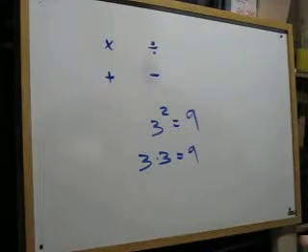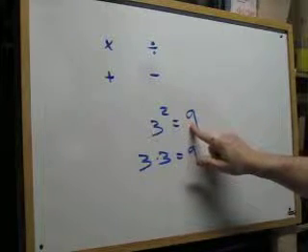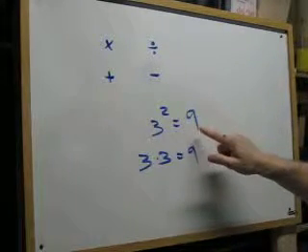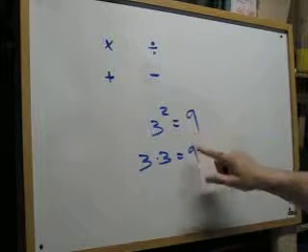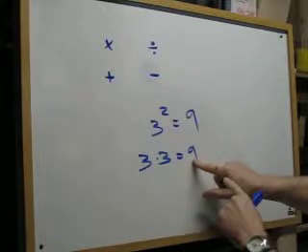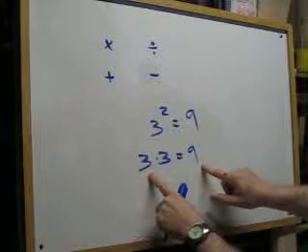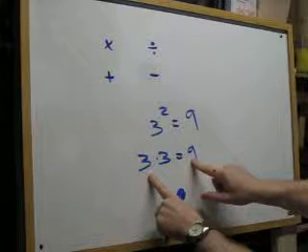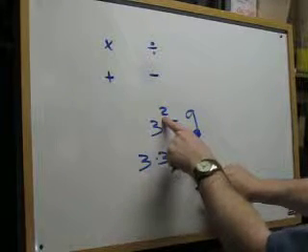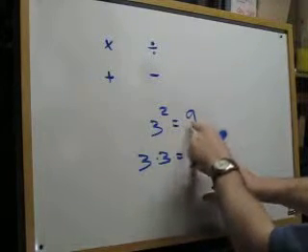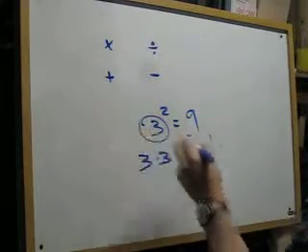Well, square root is kind of the opposite. A square root says, given this number 9, what number did I have to multiply by itself twice to get this 9? So the square root of 9 is 3. 3 squared is 9. The square root of 9 is this number here, the base that we started with.